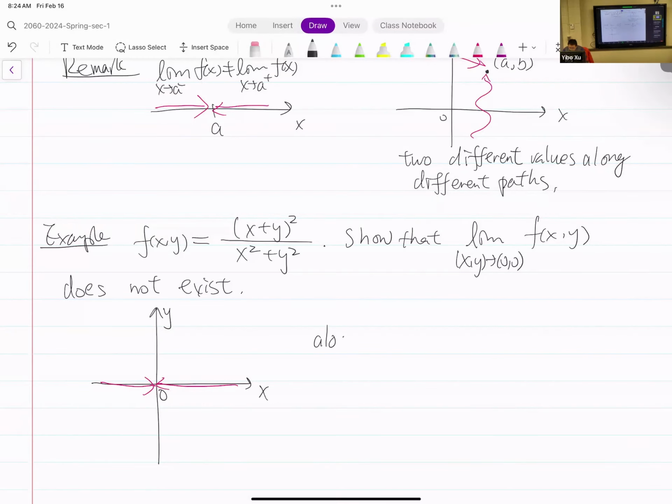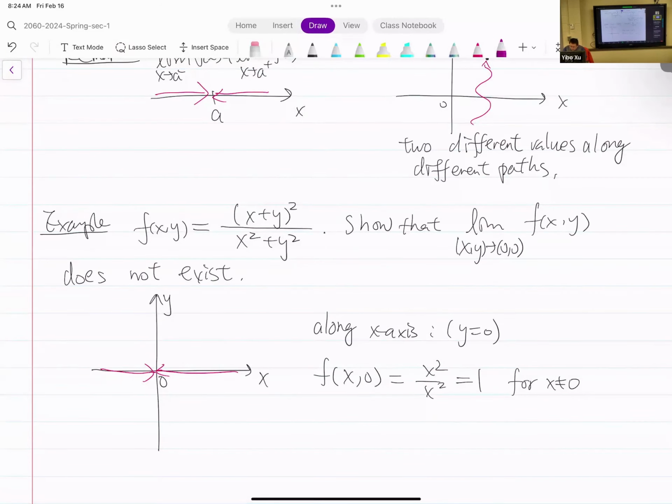Okay, so let's just try the directions that we just mentioned. Along the x-axis, we have y equal to 0. We just plug in, so f of x, 0. Here y is 0, right? So we have x squared over x squared. It's again a 1 for x not being 0. So just be reminded that we always carry this piece, for non-zero x values.